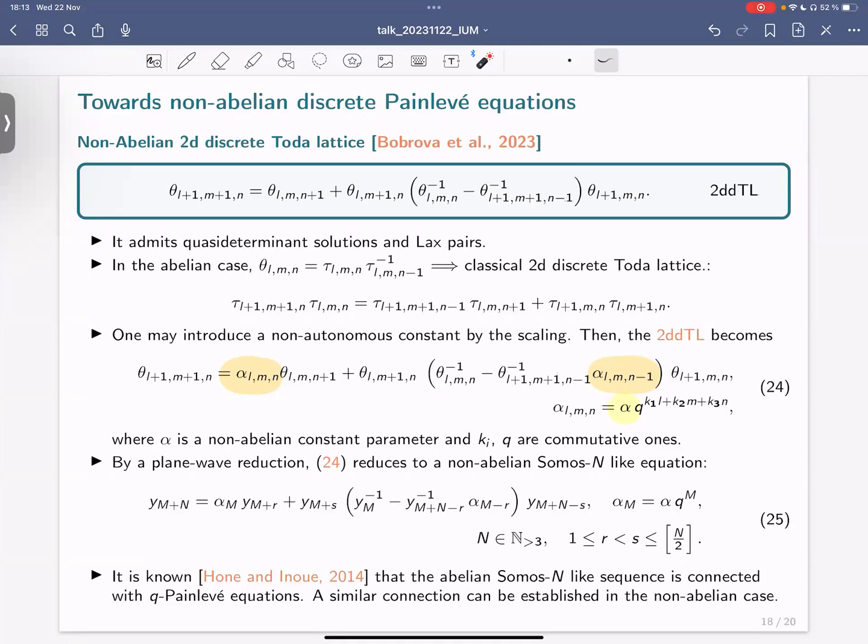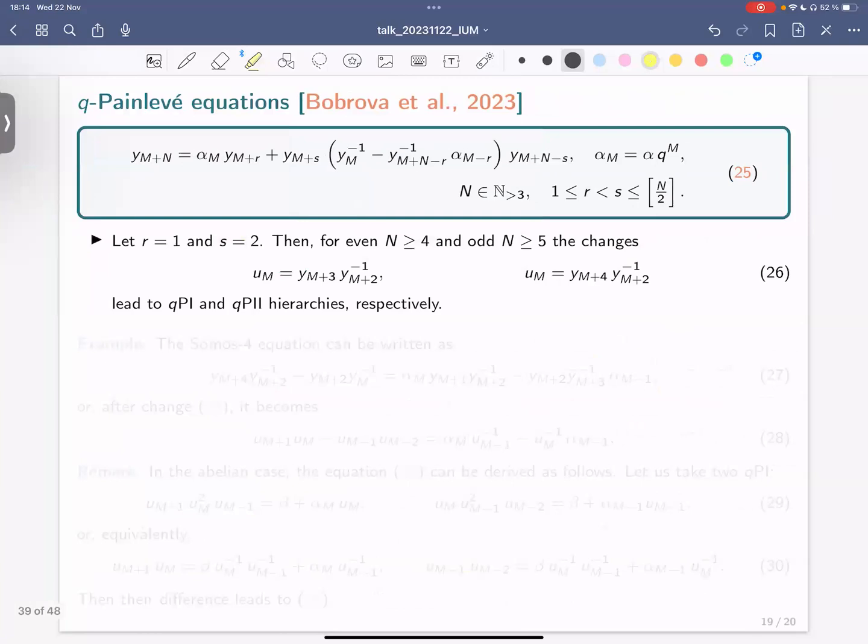And why are we interested in a non-Abelian analog of the Somos-N equation? Well, because in the Abelian case, this sequence is related to some Painlevé equations, and we are going to observe the same relation in the non-Abelian case. This relation is given by just a change of variables. So we start from this non-Abelian analog of the Somos-N equation. Then we fix two parameters R and S, and for even N and for odd N, we have two different changes. This one and this one.